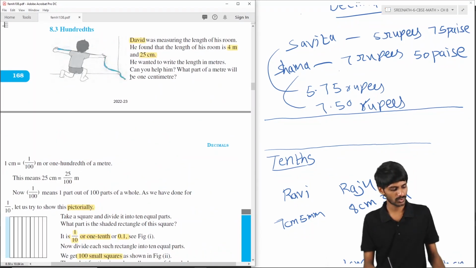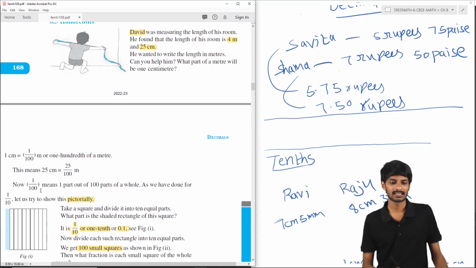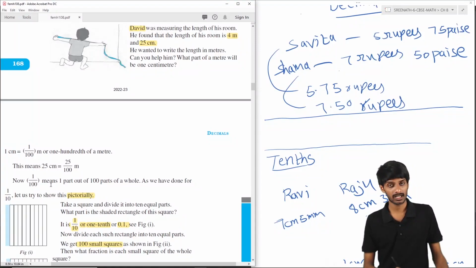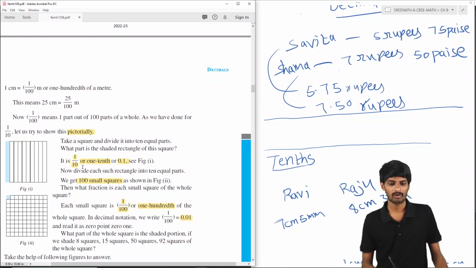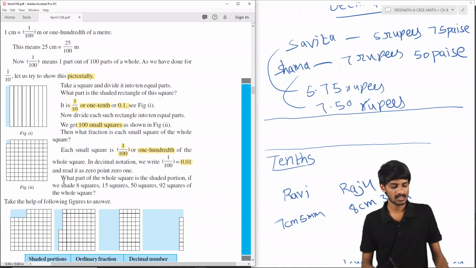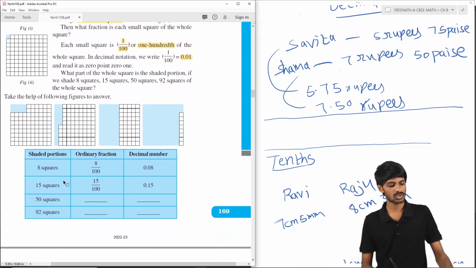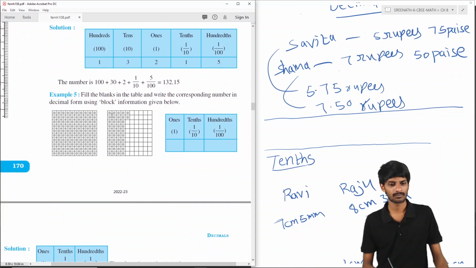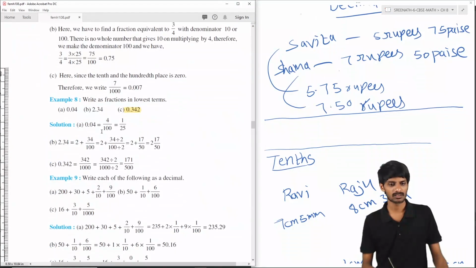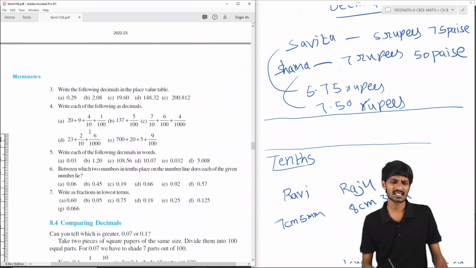Next is hundredths, students. So we know that 1 centimeter equals 1/10th of a decimeter, and 1/100th meter, that is 0.01, students. We have understood it pictorially. After that we have solved the example problems, students. Hope you have understood it well. After that, there are exercise problems.